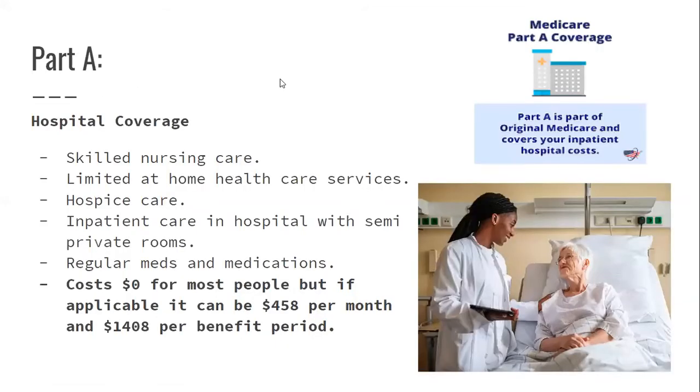Part A, hospital coverage. Things that are covered in Part A are skilled nursing care, limited at-home services, hospice care, inpatient care in hospital with semi-private rooms, regular meds and medications, and costs $0 for most people, but if applicable, it can be $458 per month and $1,008 per benefit period.